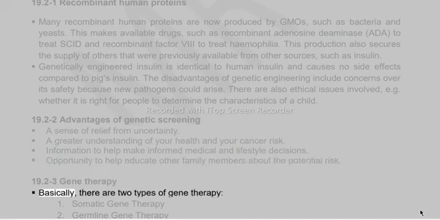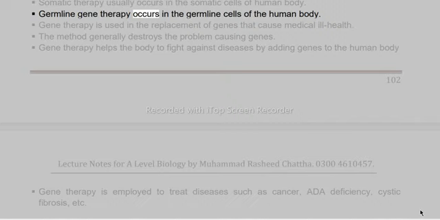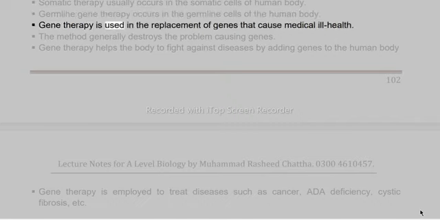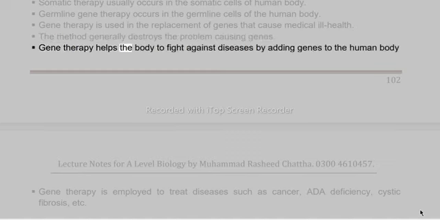19.2-3 Gene therapy. Basically, there are two types of gene therapy: 1. Somatic gene therapy. 2. Germline gene therapy. Somatic therapy usually occurs in the somatic cells of the human body. Germline gene therapy occurs in the germline cells of the human body. Gene therapy is used in the replacement of genes that cause medical ill health. The method generally destroys the problem-causing genes. Gene therapy helps the body to fight against diseases by adding genes to the human body.